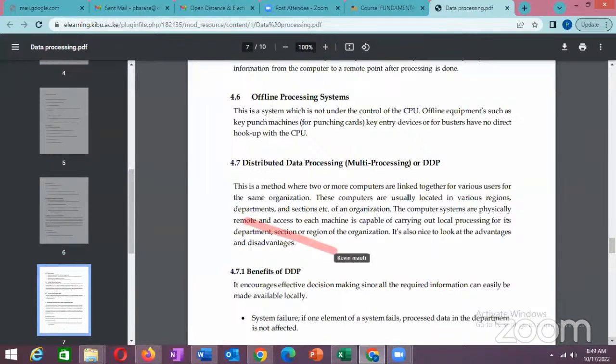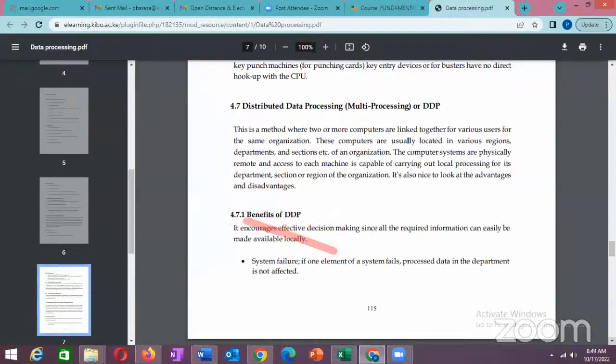Kevin Mauti, kindly remove Kevin Mauti. Kevin Mauti, we are saying stop drawing on the screen.